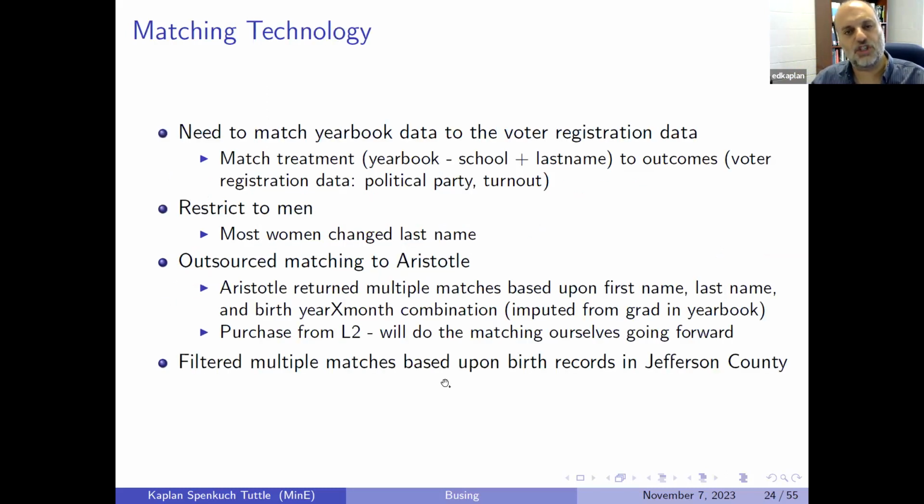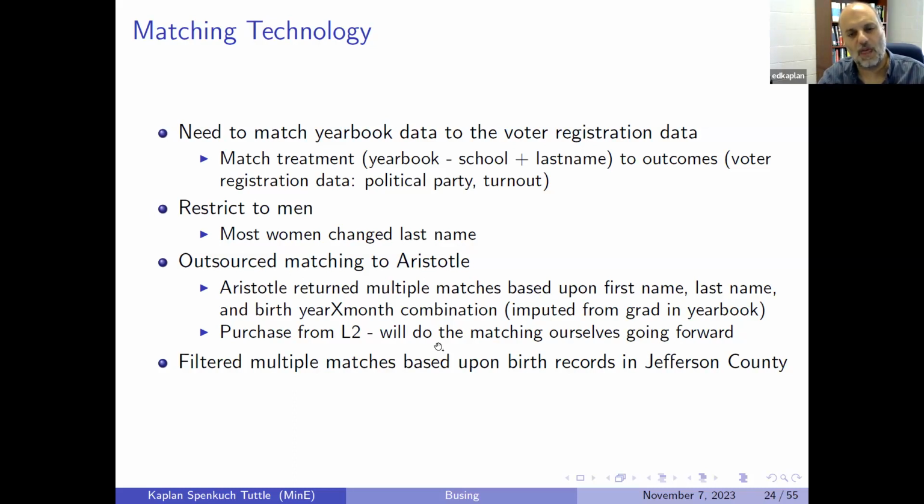We have to match yearbook data to the voter registration data. So we take your yearbook, take your last name and your first name, and we match it to the voter registration data to get political party and turnout. We're going to restrict our analysis to men. We would love to look at women, but unfortunately, most women at this time, when they got married, changed their names, and so they're very hard to track.